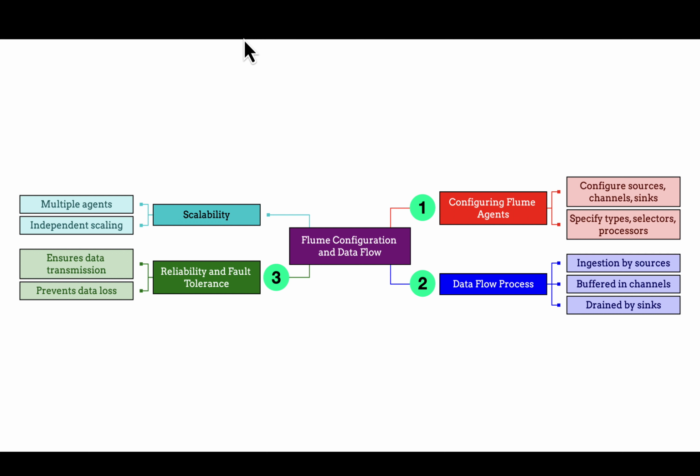3. Reliability and fault tolerance. Flume ensures reliable data transmission. In case of a failure, channels will buffer the data until it can be successfully delivered to the sink, preventing data loss. 4. Scalability. Flume is designed to be scalable. Multiple Flume agents can work together, and each agent can be scaled independently to handle high data throughput.